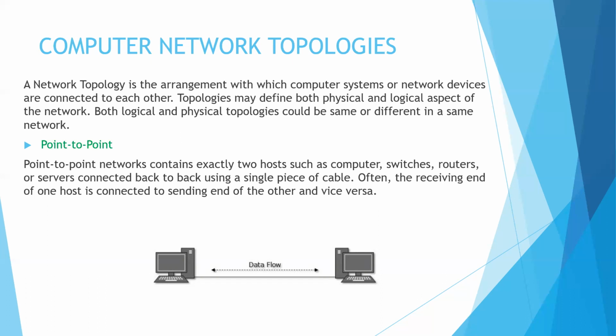Point-to-point. Point-to-point networks contain exactly two hosts such as computer, switches, routers, or servers connected back-to-back using a single piece of cable. Often the receiving end of one host is connected to the sending end of the other and vice versa. In telecommunications, a point-to-point connection refers to a communications connection between two communication endpoints or nodes. An example is a telephone call in which one telephone is connected with the other, and what is said by one caller can be heard by the other.